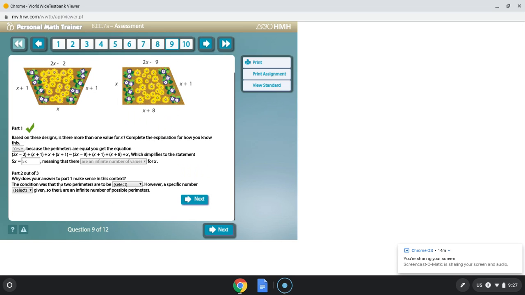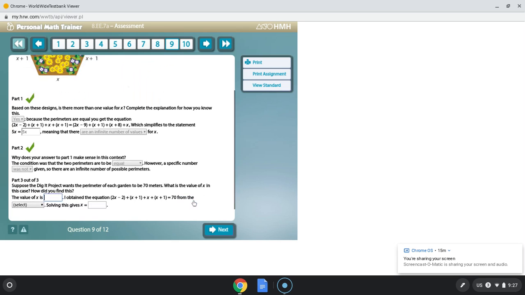Why does your answer to part 1 make sense in this context? The condition was that the two perimeters are to be equal. However, a specific number was not given, so they didn't tell us what number they want. So there are an infinite number of possible perimeters, because they didn't tell you how much it was or anything. They just have to be equal. So then we can put anything that we want. Let me see, did I get it right?